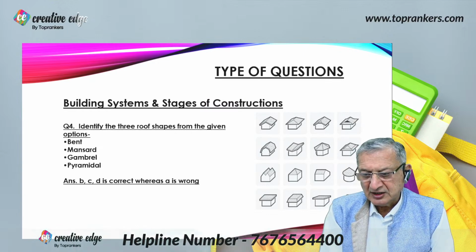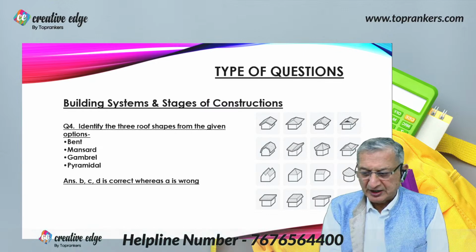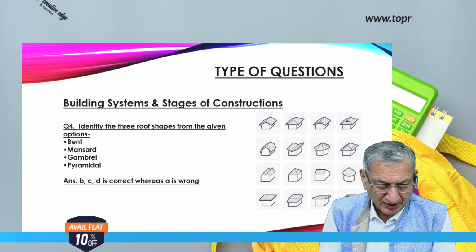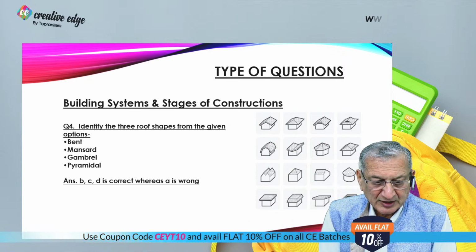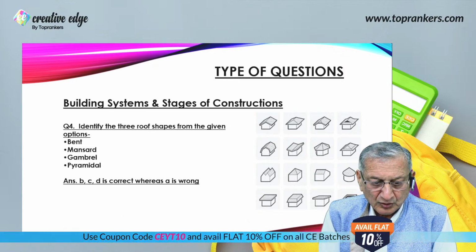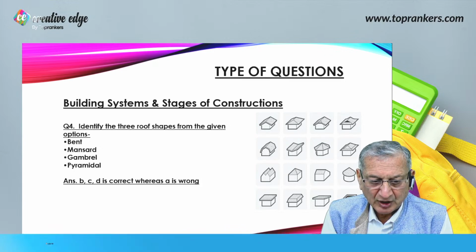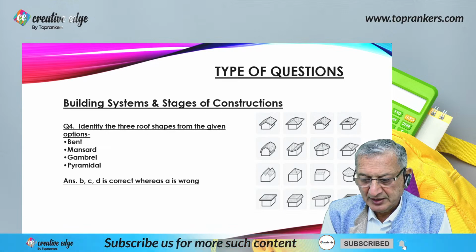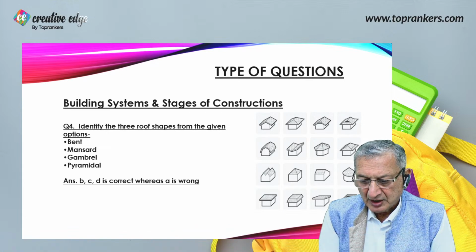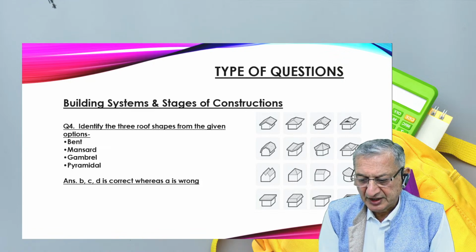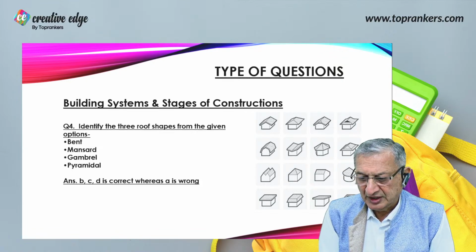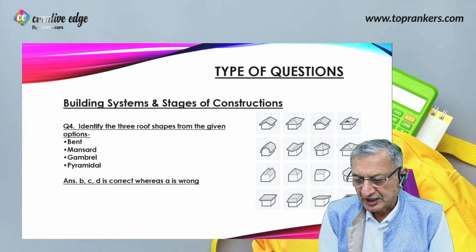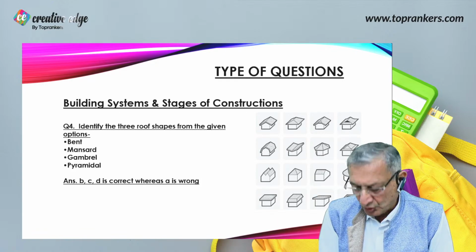Then again, another type of question, question 4, building system and stages of construction. Identify the 3 roof shapes from the given options. Now that is bent, mansard, gambrel, and pyramidal. B, C, and D again is the correct answer, whereas A is wrong. Bent is absolutely not a type of roof.